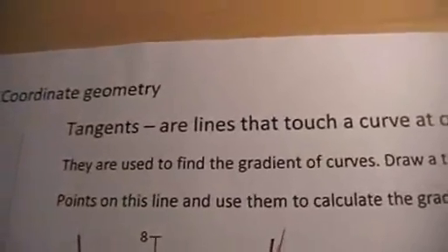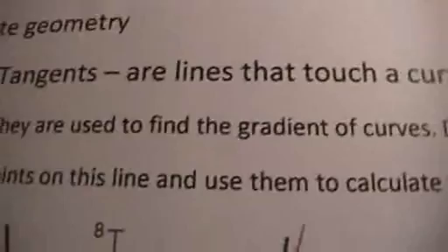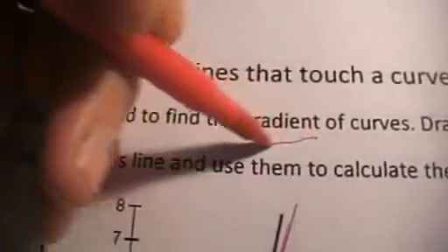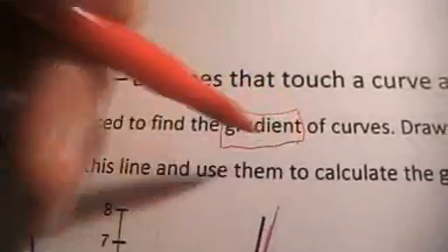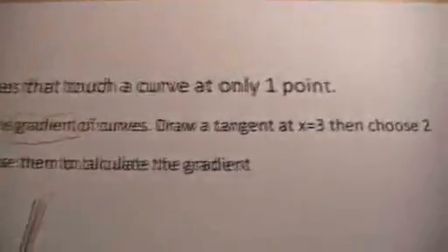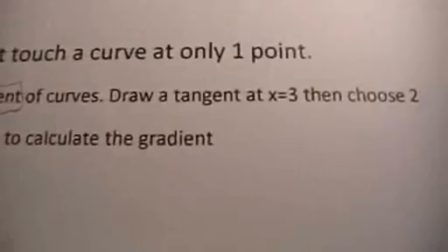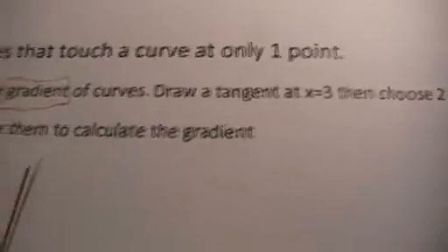We can use them on graphs as well as circles, and their key use is to find the gradient of curves. So if we wanted to find the gradient of this curve at x equals 3, all we would do is get a ruler and find x equals 3, and just draw a line so it's just touching the curve at x equals 3. I've already done that because it's really hard to do this on film.